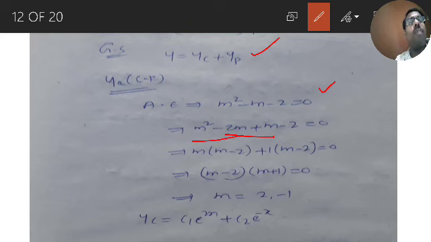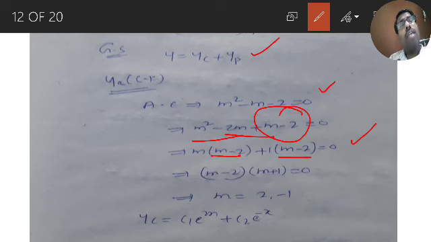So what you get? m into m minus 2. From the next 2 terms, take 1 common, 1 into m minus 2. Now take m minus 2 common. m minus 2 into m plus 1 is equal to 0. Are you getting? m is equal to 2 comma minus 1. The 2 comma minus 1 are real numbers and they are different real numbers, therefore roots are real and different.